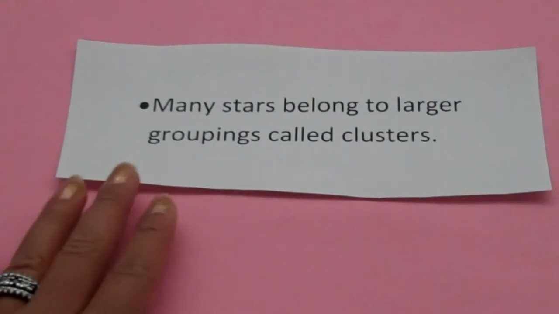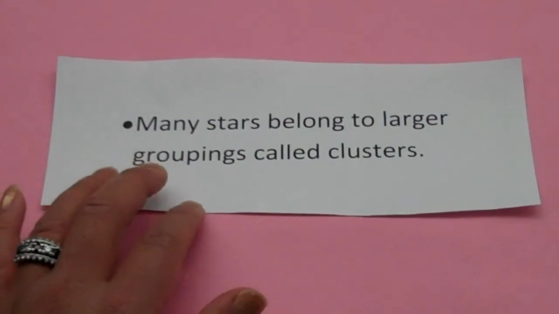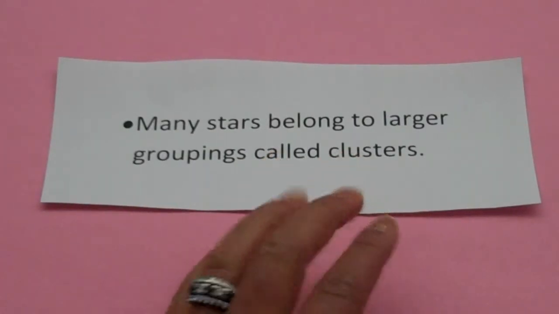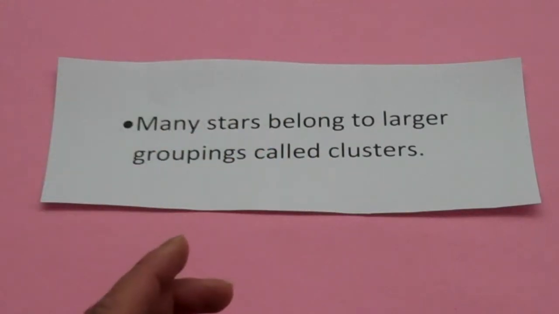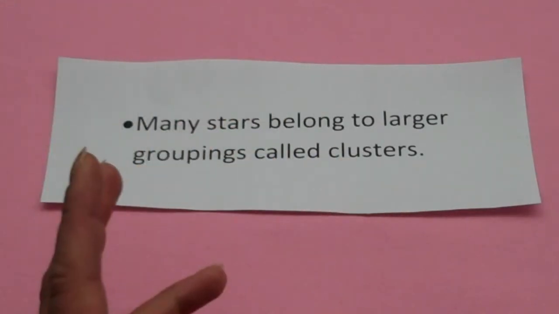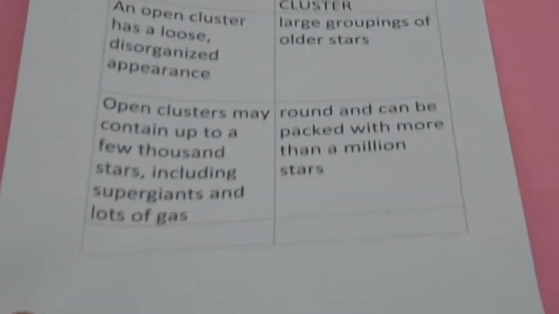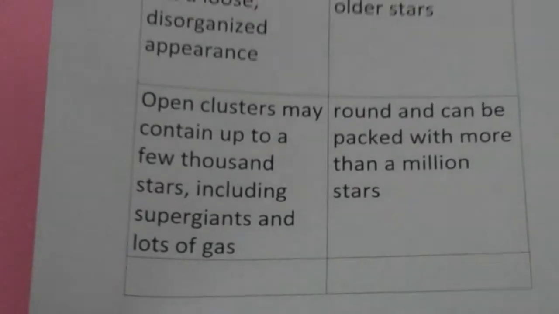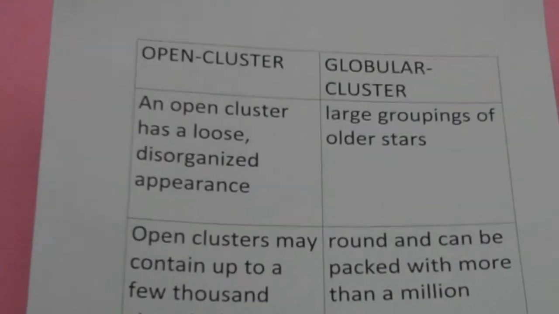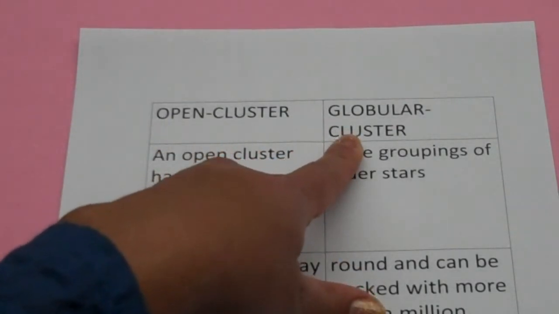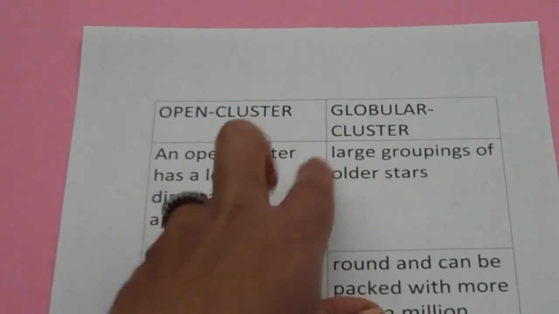The other thing we need to know about stars is that many stars belong to a larger grouping called clusters. As we're building up in these notes, we went from two stars to now talking about groupings of stars, and the term we're going to use is clusters. There are two different kinds of clusters. We're going to have a chart here. At the top of the box, we're going to title it open cluster. On the other side to compare is a globular cluster. Those are the two vocabulary words to know.